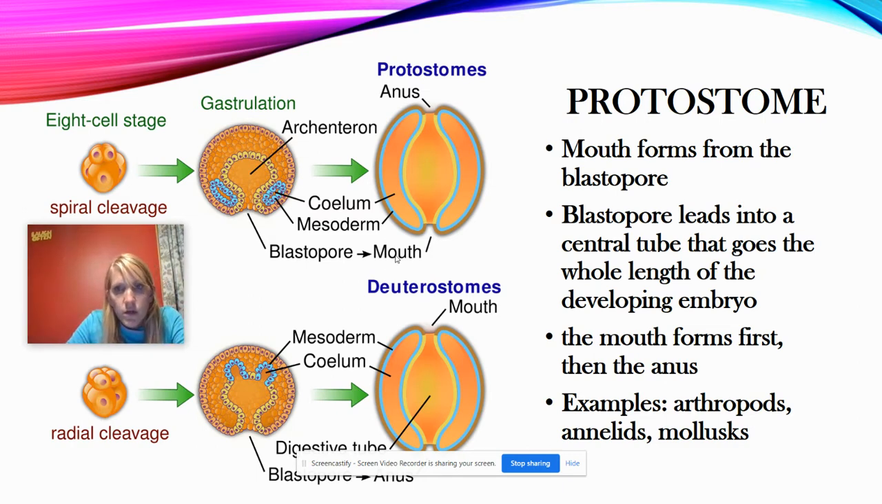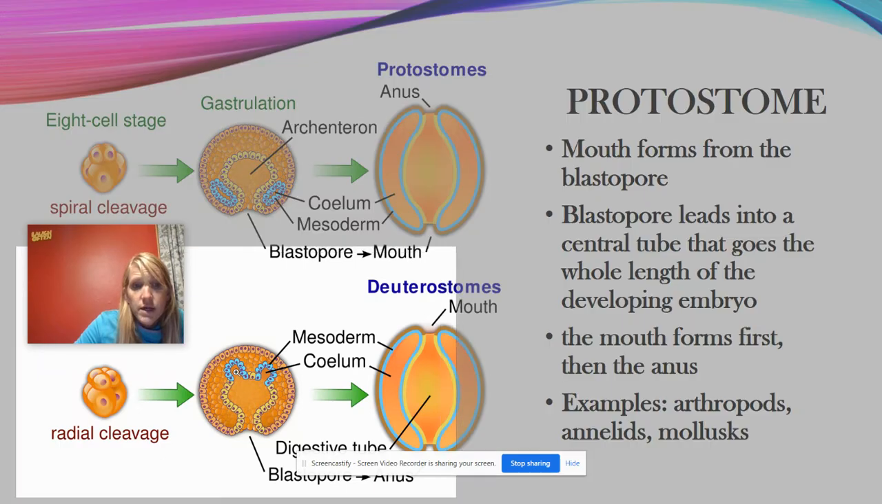Here, there's an O here, and there's an O here. Oh, look at that, the mouth. Blastopore turns into the mouth. That is a protostome. So deuterostome, what is that, you ask?